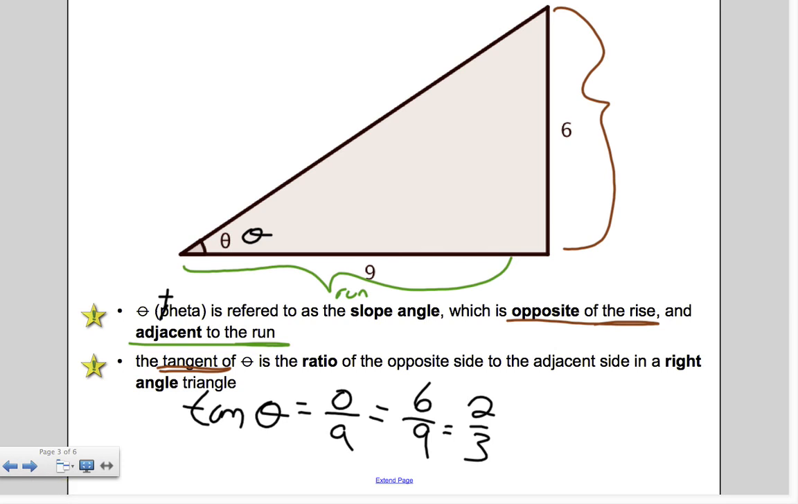What's the final 2 over 3 called? That's just the tan of theta. That's the ratio. Okay? Any questions on this? In other words, slope. We could look at it as a slope in this way, yes.